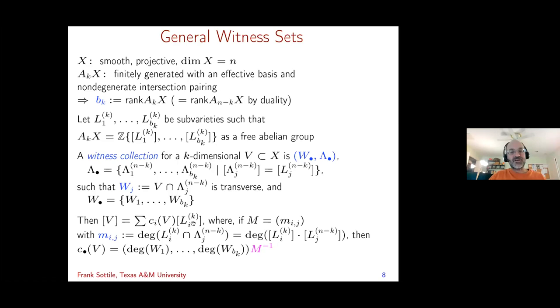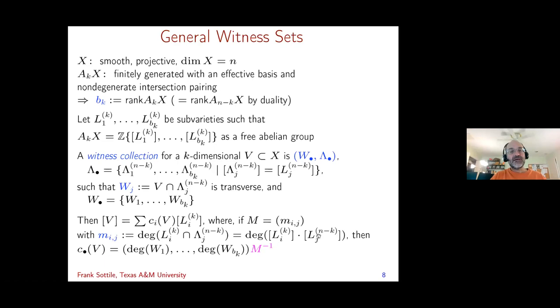Well, I let M be a matrix of numbers, and these numbers are intersection numbers. They're the intersection numbers between the basis elements of dimension k and those of codimension k. It's just the degree of the intersection since these are general. And that's the degree of the product of these two elements in the Chow group, which, because X is smooth and projective, is in fact a ring. So this M is a matrix of degrees, and non-degenerate means that it's invertible.